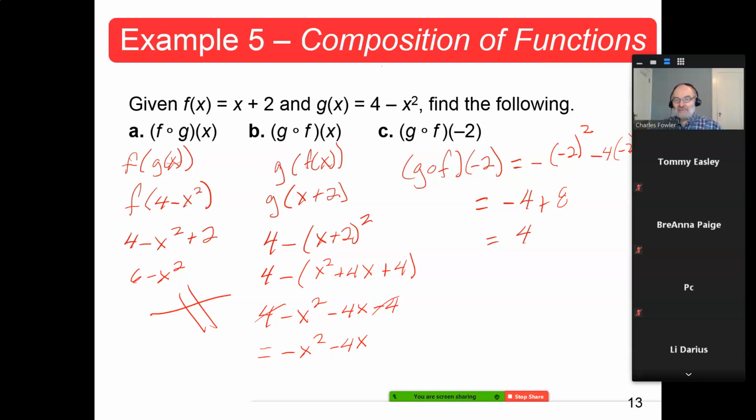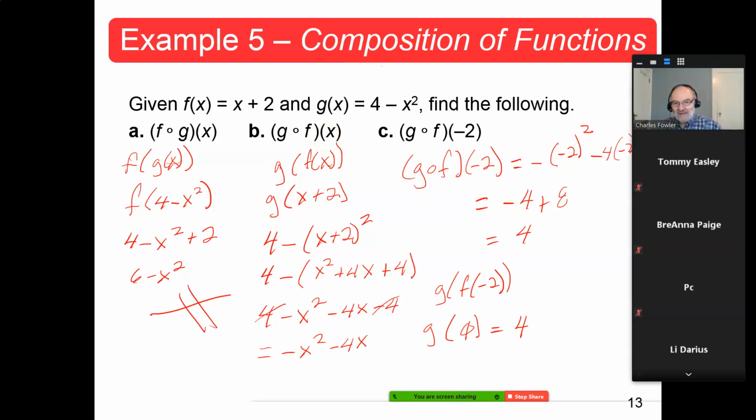Now again, I'm going to show you another way to do this. If you recall, this is g of f of negative 2. So what we'll do first is find f. F is negative 2 plus 2. That's 0. And then you say, what is g of 0? G of 0, plug in a 0 for x, and you get 4. Oh my goodness, that was so much easier than doing it the other way.